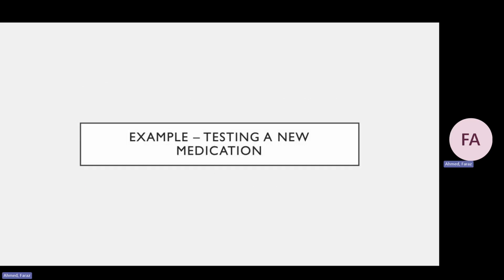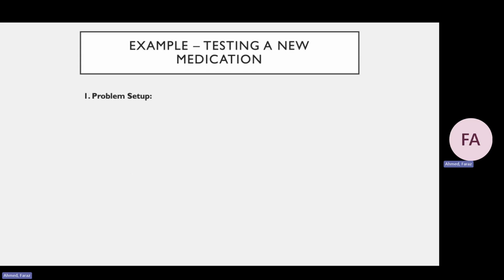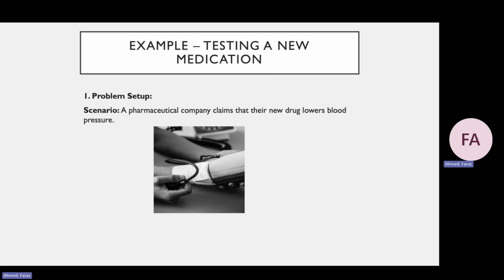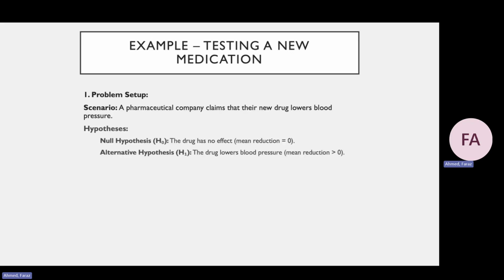We will now walk through an example to understand hypothesis testing. Imagine a pharmaceutical company claims their new drug lowers the blood pressure. Our task is to test this claim statistically. The null hypothesis denoted by H naught assumes the drug has no effect, meaning the average reduction in blood pressure is zero. On the other hand, the alternative hypothesis H1 claims that the drug does lower blood pressure, with a mean reduction greater than zero.